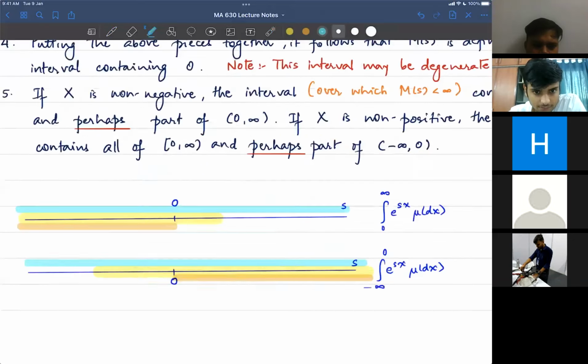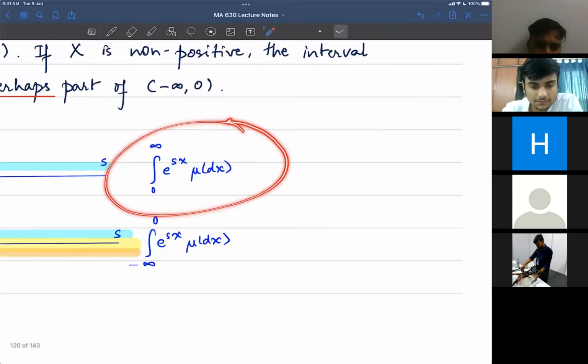So now what am I saying? If I look at the integral from 0 to infinity of e to the sx dμ, the set of all s's where this integral is finite has to look like one of these three. Can't be anything else. It is either finite only for negative s and s equals 0 and infinite for positive s, or it is finite for all negative s's, for s equals 0 and some positive s's which look like an interval, or it is finite for all real s's.